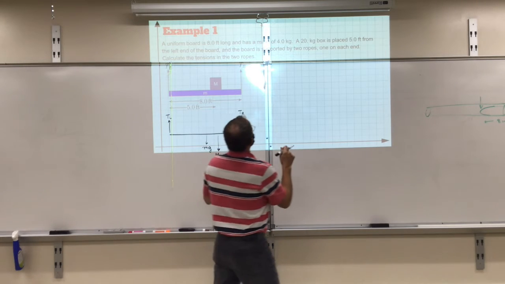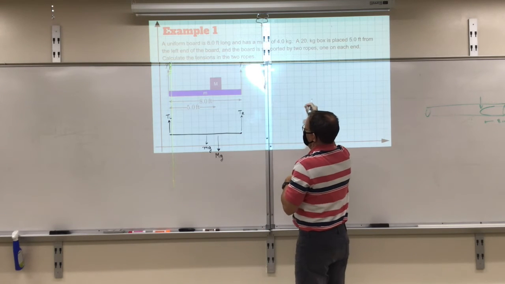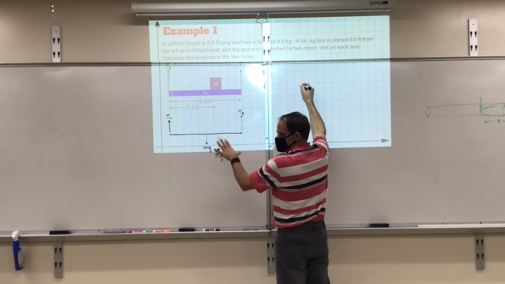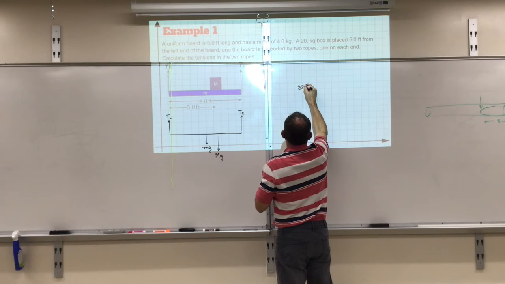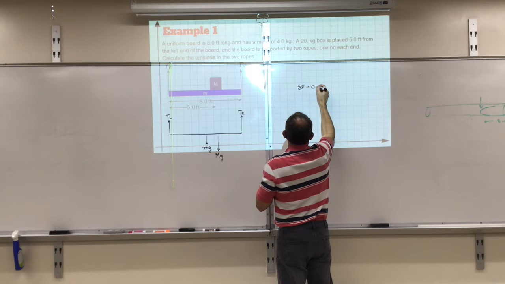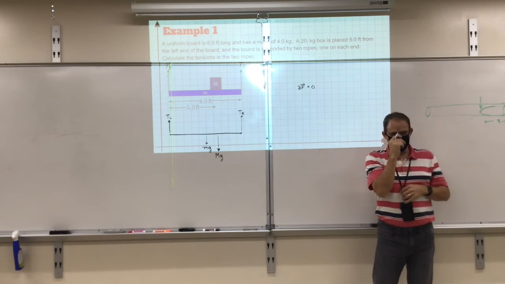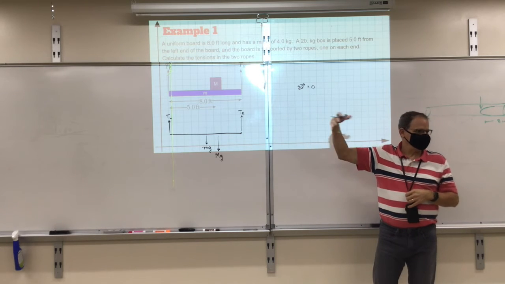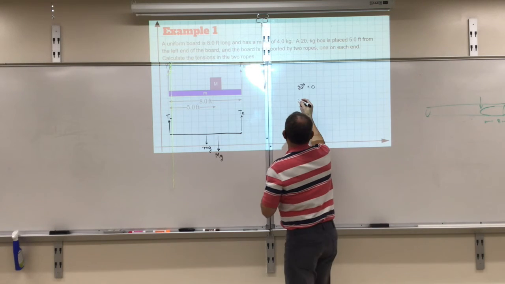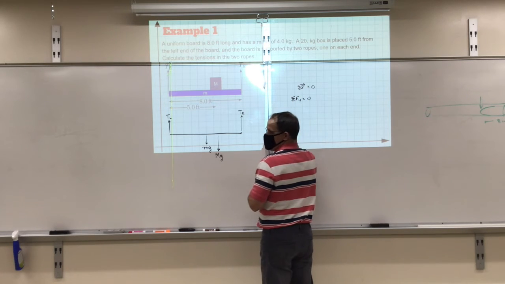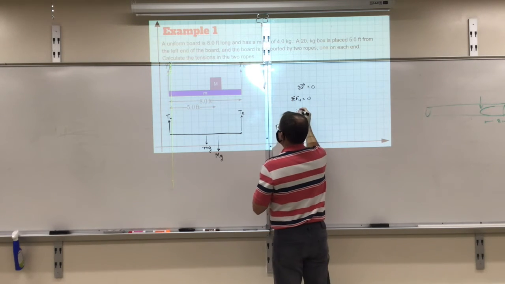All right, now we're going to apply our ideas. So first of all, this thing is not moving, so the sum of the forces acting on it must equal 0. That's true in the x and the y direction. Are there any forces in the x direction? Okay, so let's do the y direction. So the sum of the forces in the y direction must be 0. So which forces are going up, Noah?